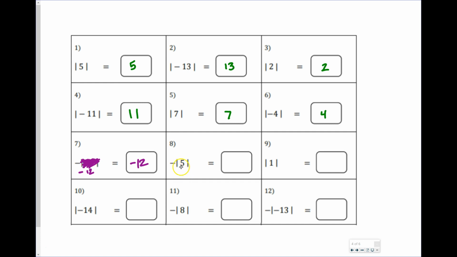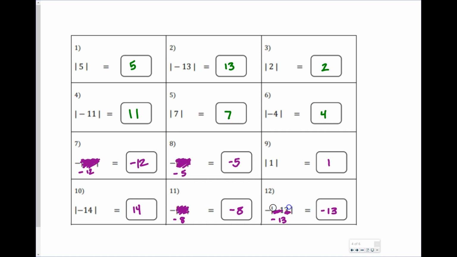Same thing for number 8. The absolute value of 5 is just 5. That goes away. We just simplified that and then put the negative in front of it. Absolute value of 1 is just 1. Absolute value of -14 is +14. Similarly, this gets simplified to an 8. Bring the negative in front and we get -8. Here, what's the absolute value of -13? It's 13. So that goes away. And then I put the negative in front to get -13.